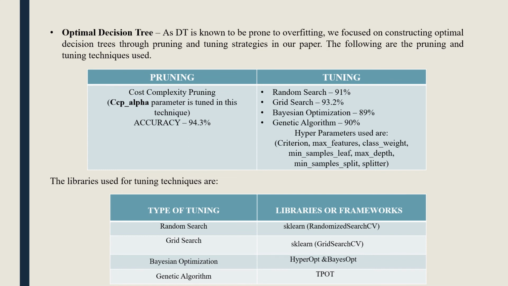We have used cost complexity pruning, and for hyperparameter tuning we have used random search, Bayesian optimization and genetic algorithm techniques. The hyperparameters that are tuned in our system are criterion, max features, class weight, minimum samples leaf, max depth, minimum samples split, and also splitter. The libraries that are used for the above tuning techniques are sklearn, that is RandomizedSearchCV, GridSearchCV, hyperopt and BayesianOptimization. Two packages are used for the Bayesian optimization technique. TPOT is a library which is used for the genetic algorithm.